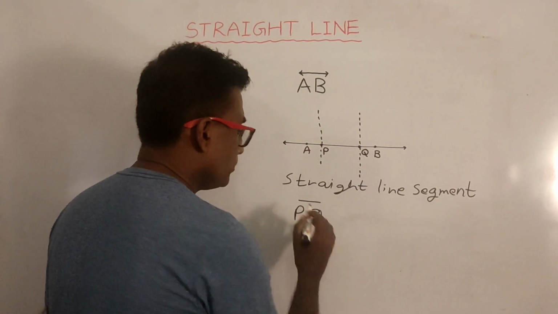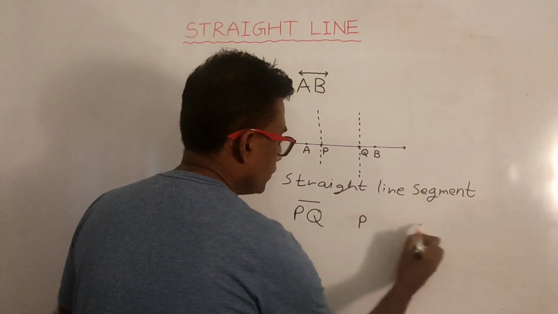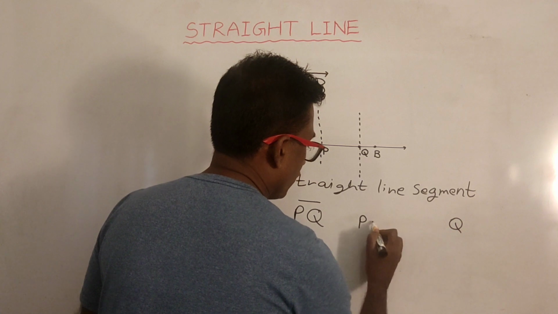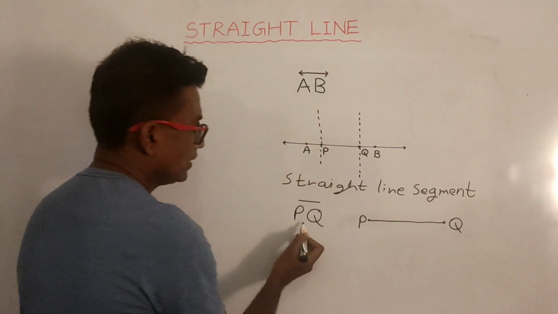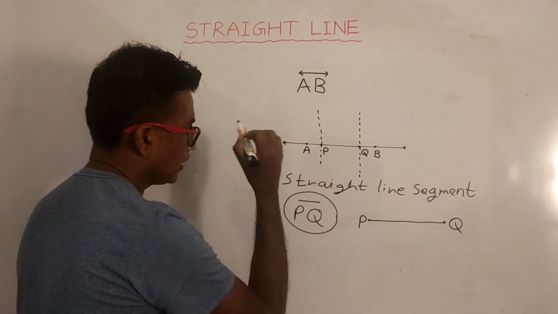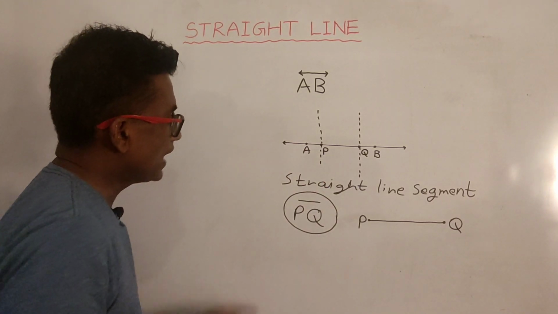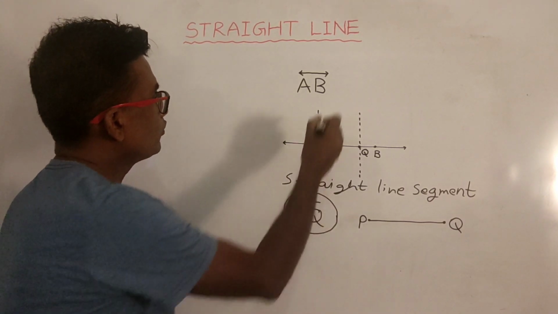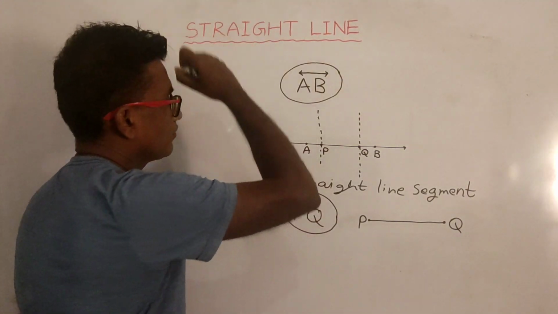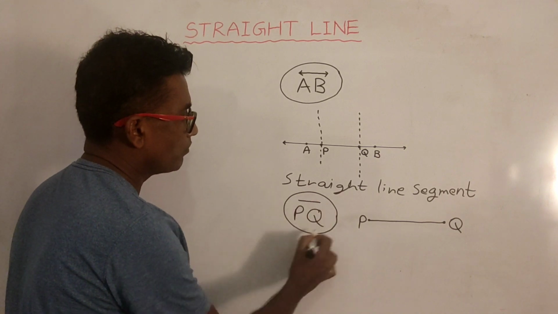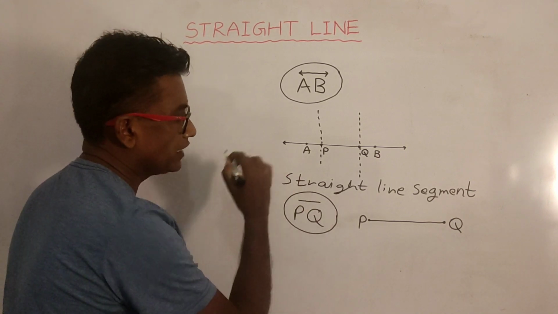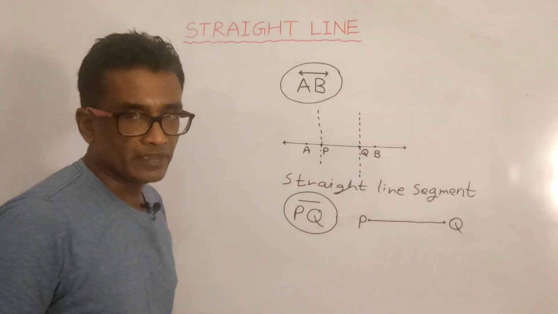This means that P and Q are the 2 extremity points of this line segment, right? This is how we depict a straight line segment. When you see this, you know that this is a straight line and it is of infinite length. When you see this, you know that we are talking about a straight line segment that is of finite length.